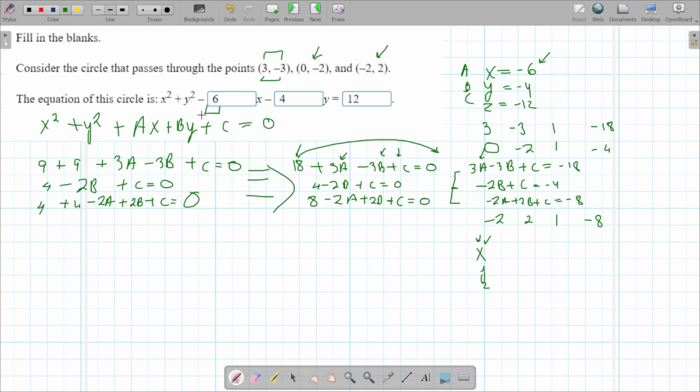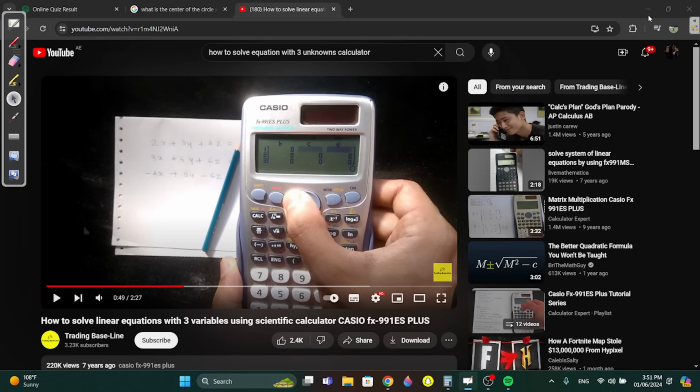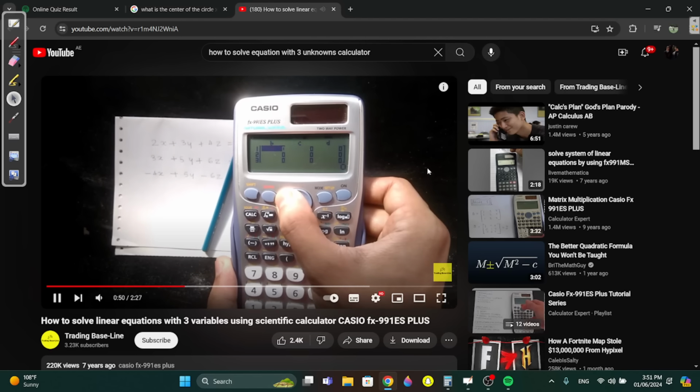So we can just put in A is the coefficient of X, and it's -6. They already put the minus, so you just put the 6. And for B, the coefficient of Y, they already gave you the minus, so you just put the 4. But they moved C to the other side. I don't know why. It was -12, so when we move it to the other side, it becomes +12. Depending on what model calculator you have.